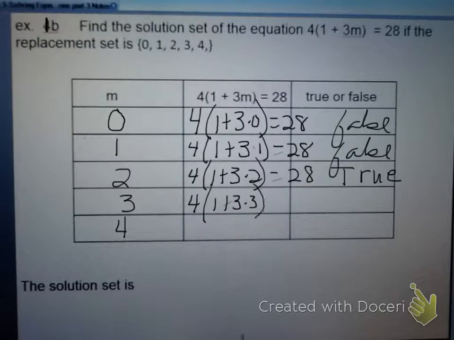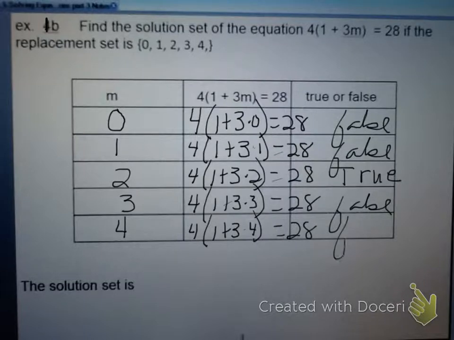3 times 3 is 9, plus 1 is 10, times 4 does not give me 28. That is false. And 3 times 4 is 12, plus 1 is 13, times 4 does not give me 28. So that is also false. So my solution set is 2.